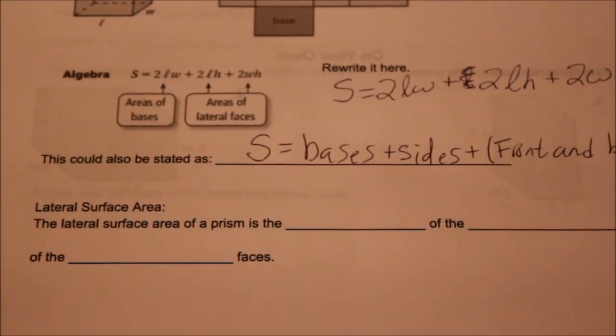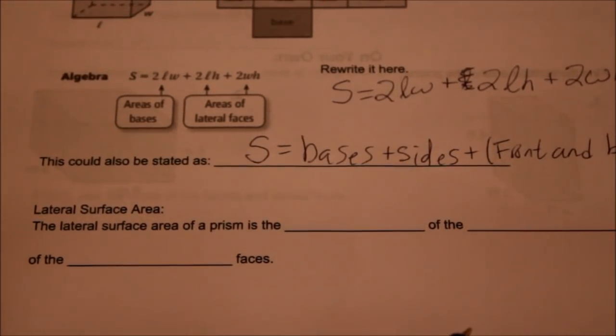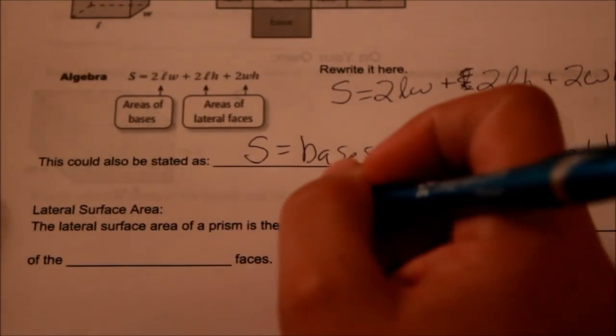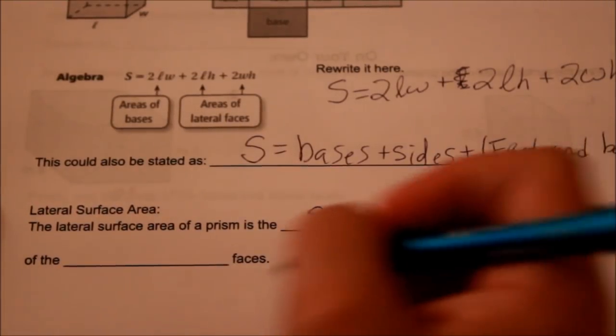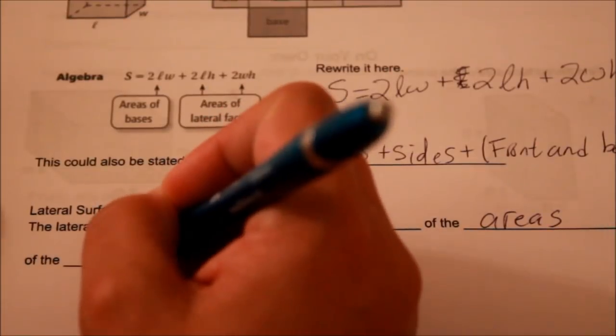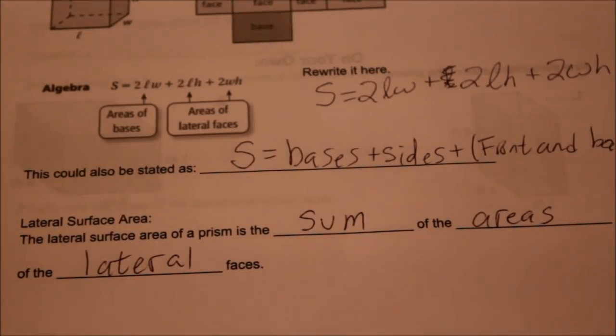The lateral surface area of a prism is the sum of the areas of the lateral faces. So we don't include the bases or the top and bottom here. We just do the sides and the front and the back. Okay, if you need more time, pause the video. Otherwise, flip your paper over and continue.